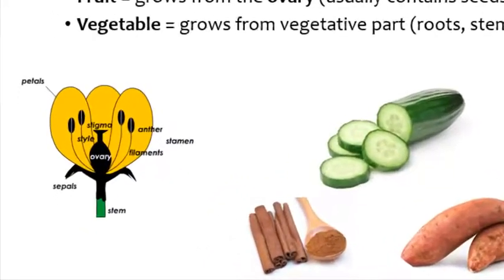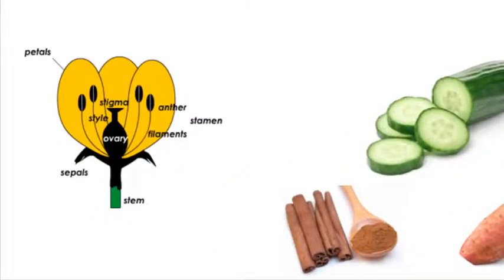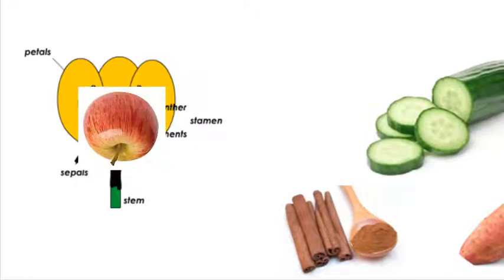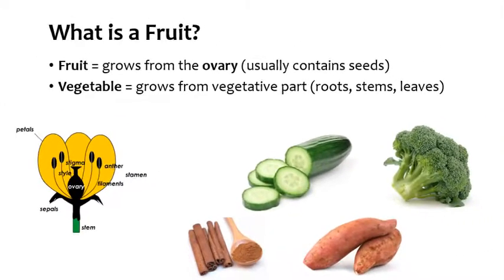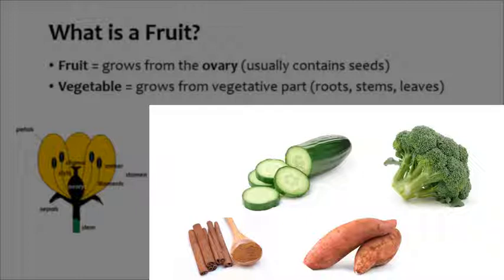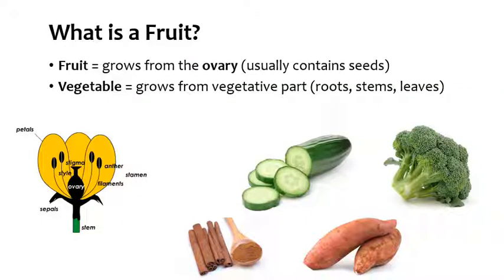But what about a fruit? The fruit actually grows from the ovary. Inside the ovary are those ovules, which become the seeds. So a fruit is just this fleshy, developed ovary that has the seeds inside. A vegetable is anything that grows from a vegetative part of the plant, like the roots, stems, or the leaves. Take a moment to identify each of these food items: cucumbers, broccoli, cinnamon, and sweet potatoes. Are they fruits or are they vegetables?